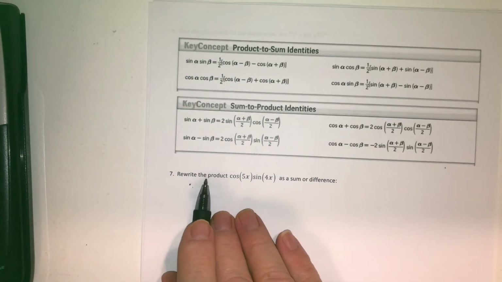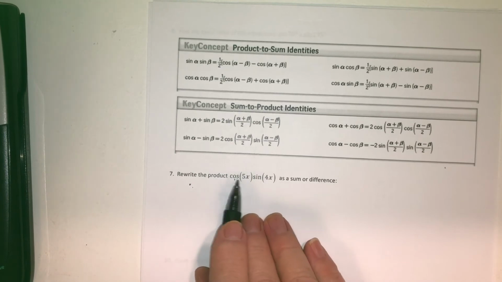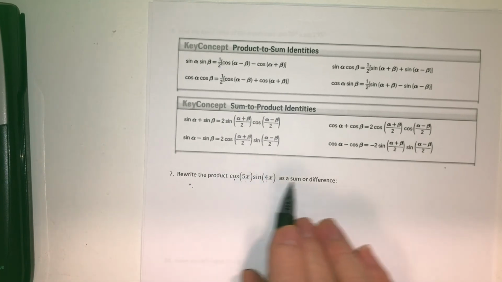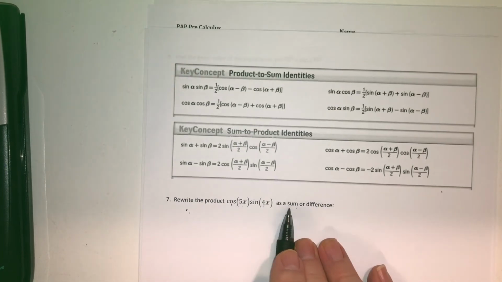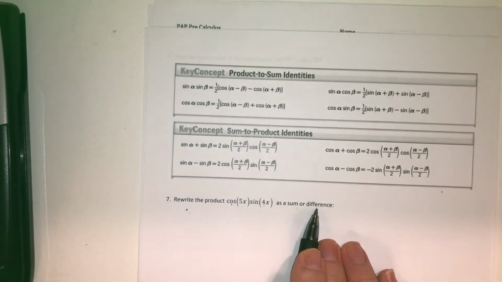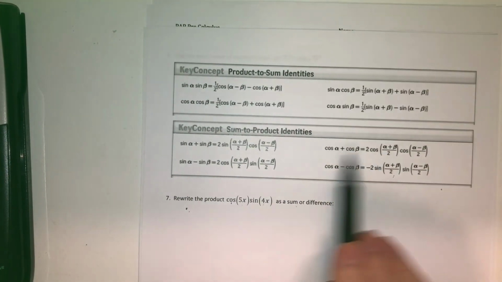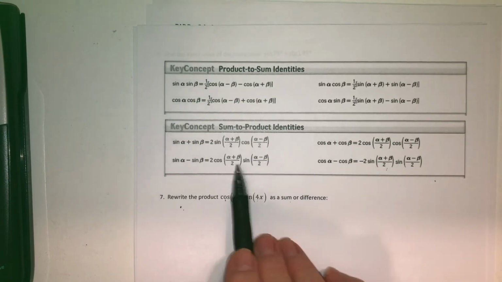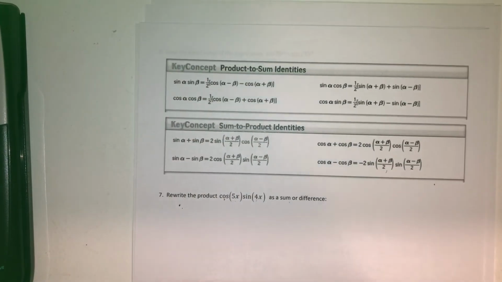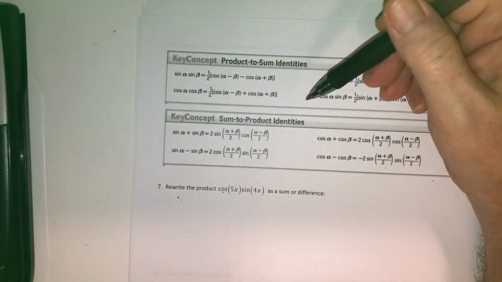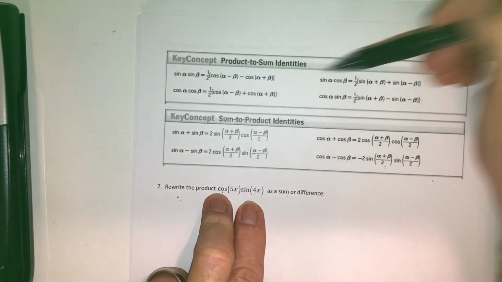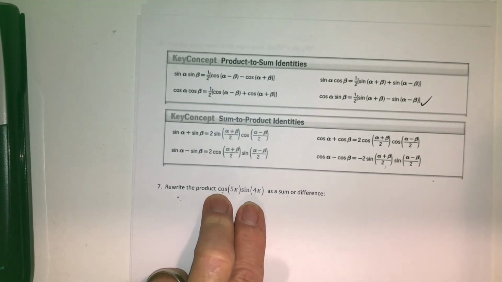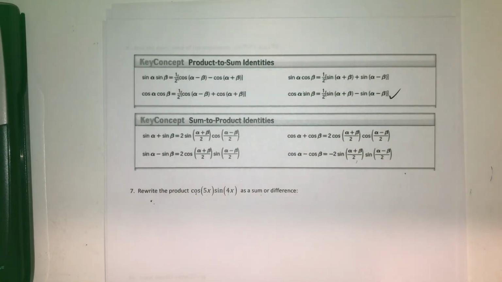Example 7 says, rewrite the product of the cosine of 5x times the sine of 4x as a sum or a difference, okay? Well, if I want a sum or a difference, I don't want any of these because these are not sums and differences. These are products. I want one of these up here, okay? And I've got the product of a cosine and a sine. Cosine, that's this one right here, by the way. So I'm going to use that identity, okay?